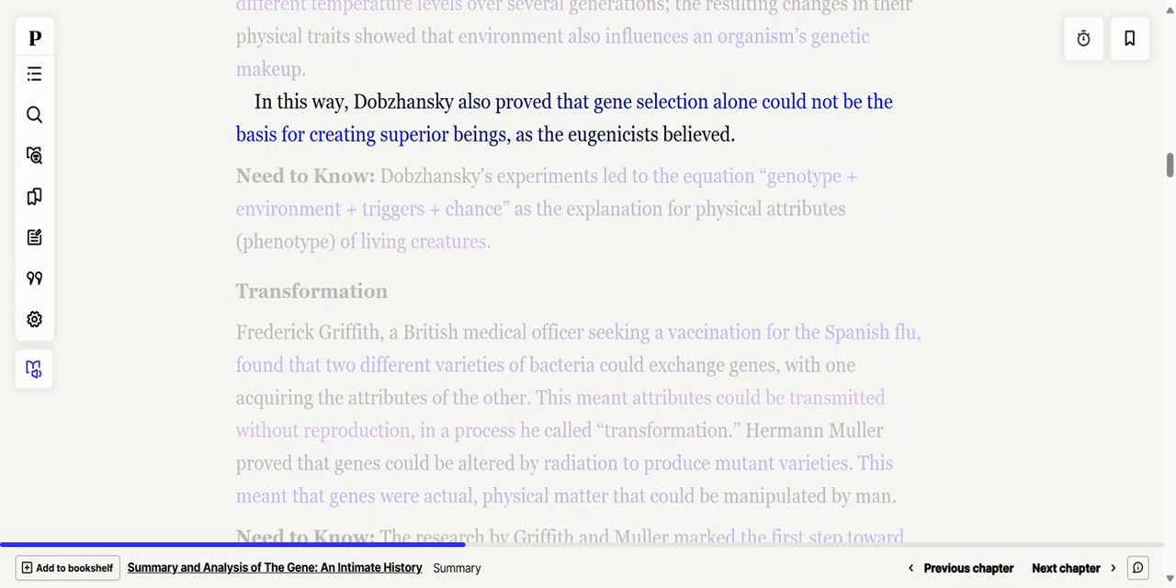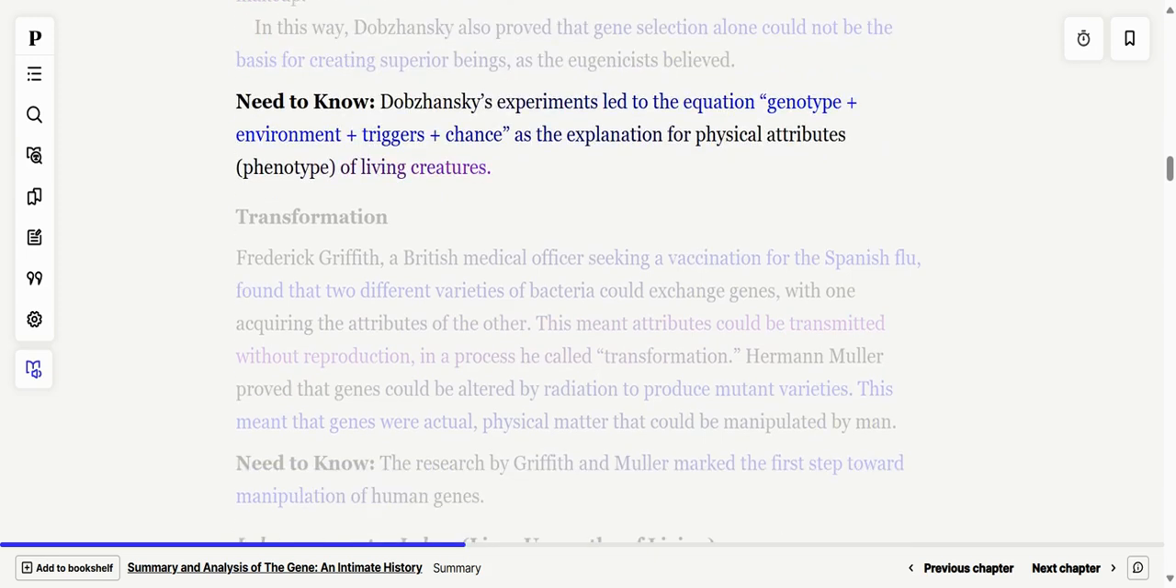Transformation. Frederick Griffith, a British medical officer seeking a vaccination for the Spanish flu, found that two different varieties of bacteria could exchange genes, with one acquiring the attributes of the other. This meant attributes could be transmitted without reproduction, in a process he called transformation.